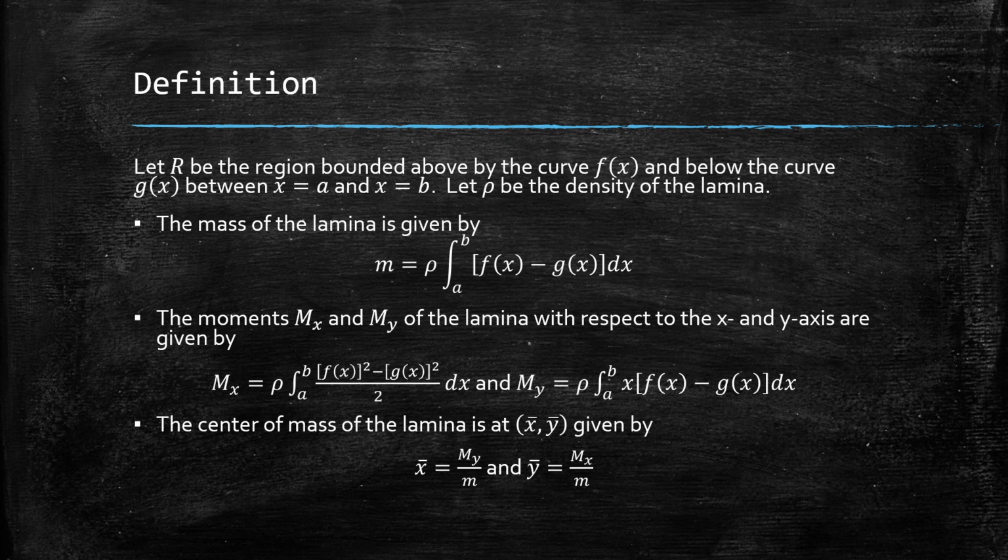The moments m sub x and m sub y of the lamina with respect to the x and y axis are given by m sub x equals rho times the integral from a to b of f of x squared minus g of x squared divided by 2 dx, and m sub y is equal to rho times the integral from a to b of x times the quantity f of x minus g of x dx. And the center of the mass is at the point x bar, y bar, where x bar is the moment with respect to the y-axis divided by m, and y bar is the moment with respect to the x-axis divided by m.